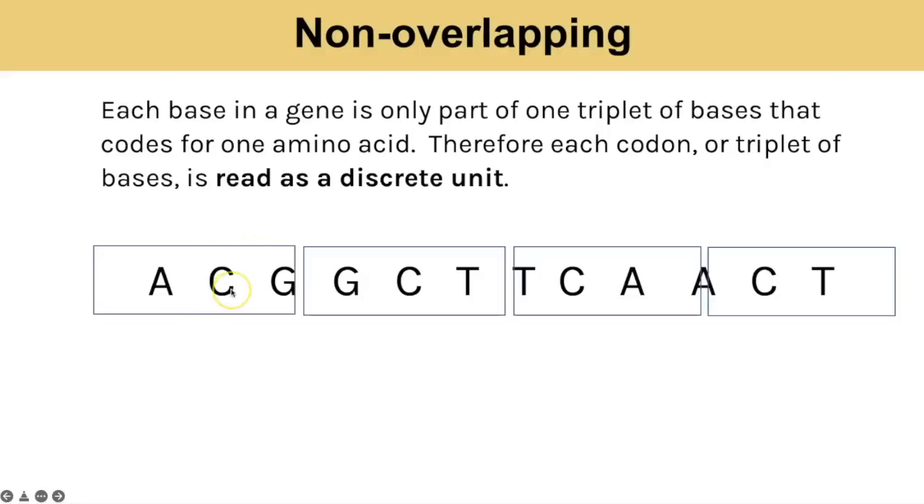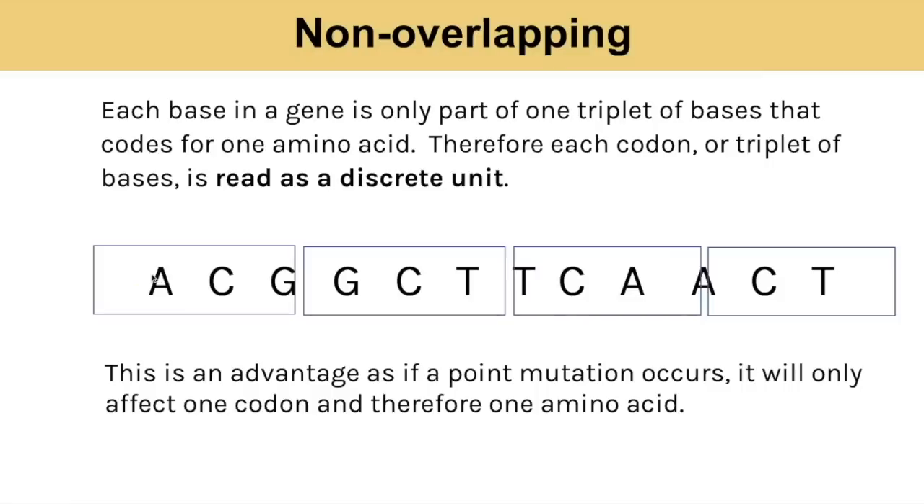So every codon or triplet of bases is read as a discrete unit. This is an advantage, as if a point mutation occurs, it will only affect 1 codon and therefore 1 amino acid, so it will minimize any potential harm.